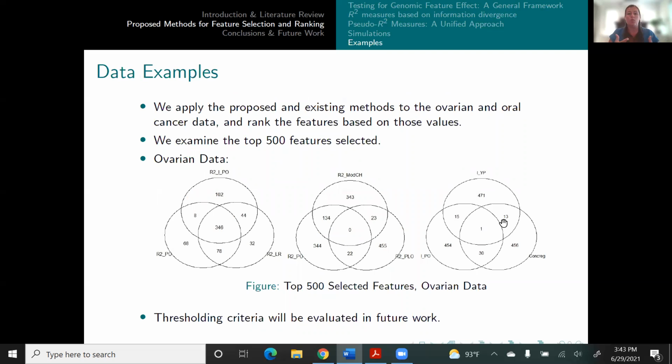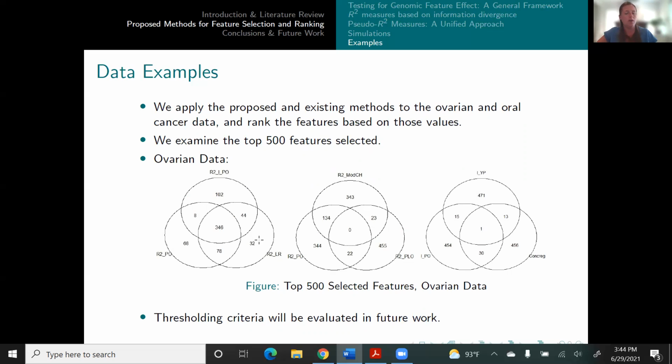The next thing we looked at were some real data examples. So we applied the proposed and existing methods to the ovarian and oral data sets 4 and 5, and we ranked the features based on those values. So for this piece, we just looked at the top 500 features selected in each case.